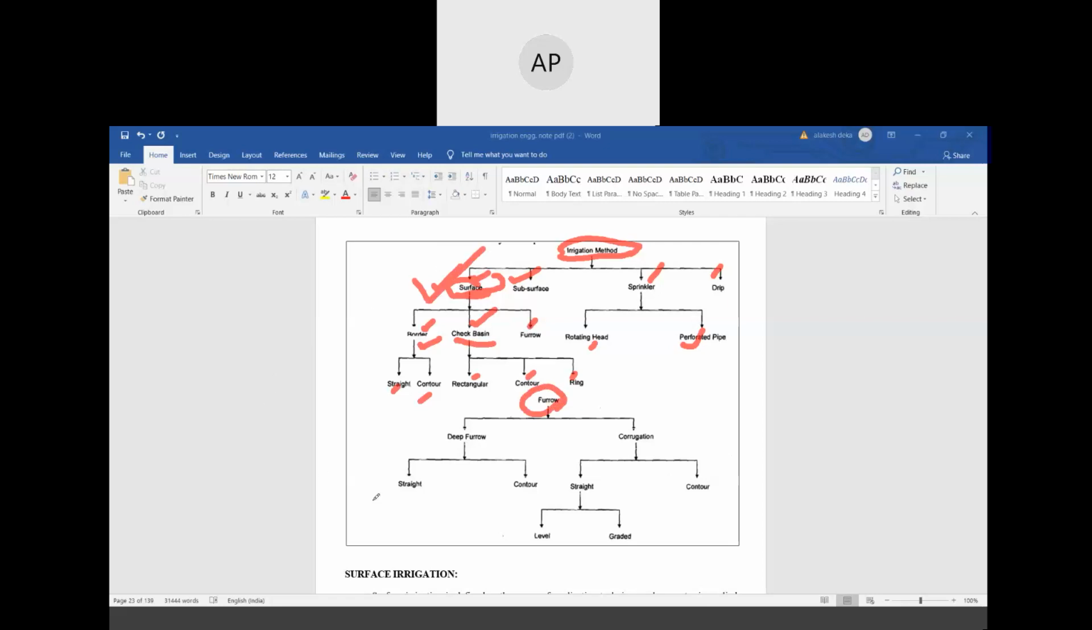Furrow method is a surface irrigation. There may be deep furrow method and corrugation furrow method. In the furrow method, again, it can be classified into straight and contour type. Straight is again classified as level, and another one is graded. So dear, these are the various methods of surface and subsurface irrigation. Okay, let's see the details one by one.